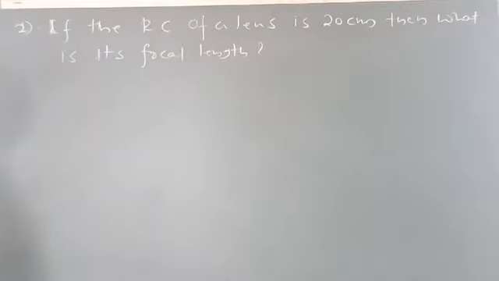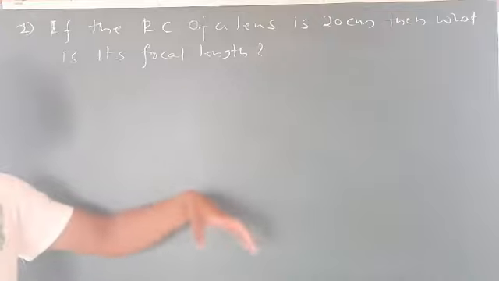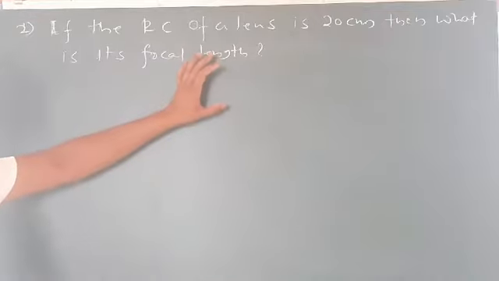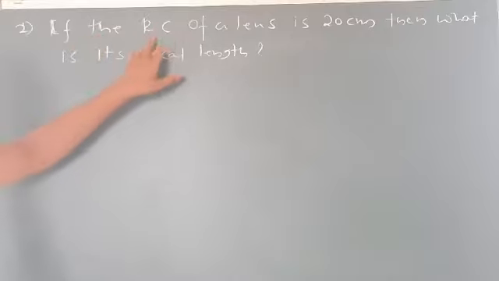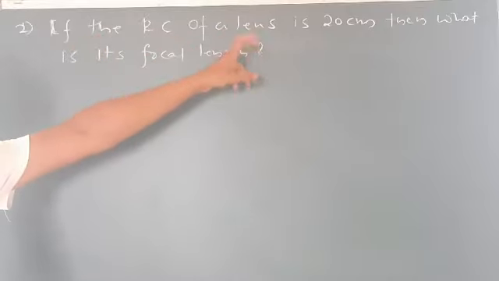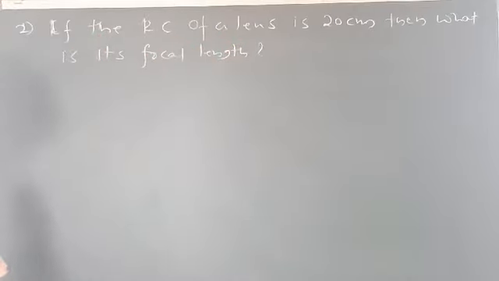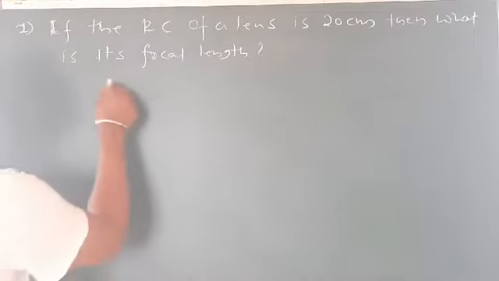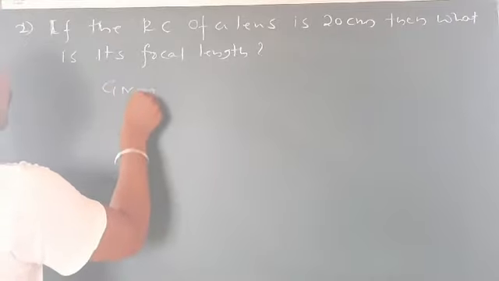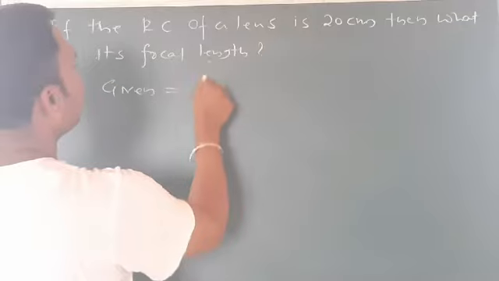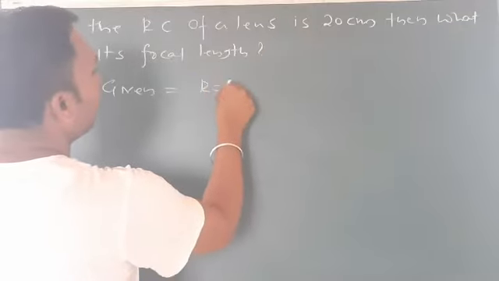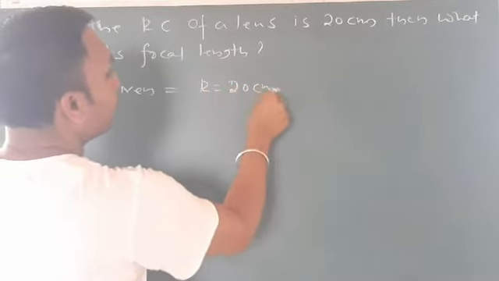Just see, the last question was related to a convex mirror. Now this is a lens. If the radius of curvature of a lens is 20 centimeter, then what is its focal length? We need to calculate again. First you can write the given. The given is the radius of curvature, r is equal to 20 centimeter.